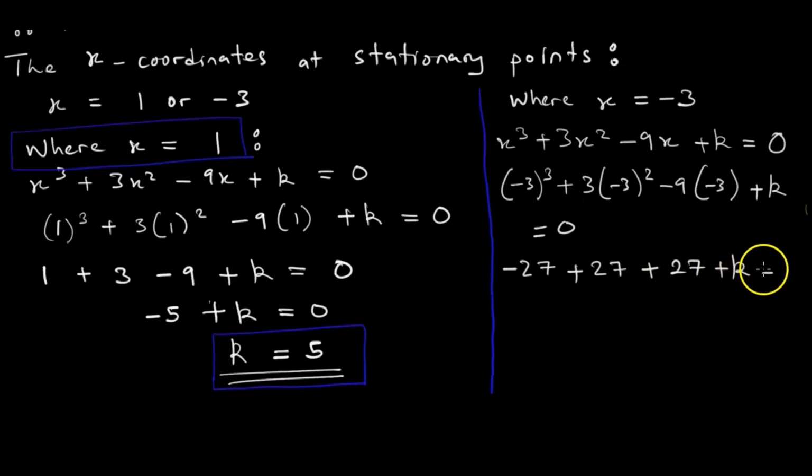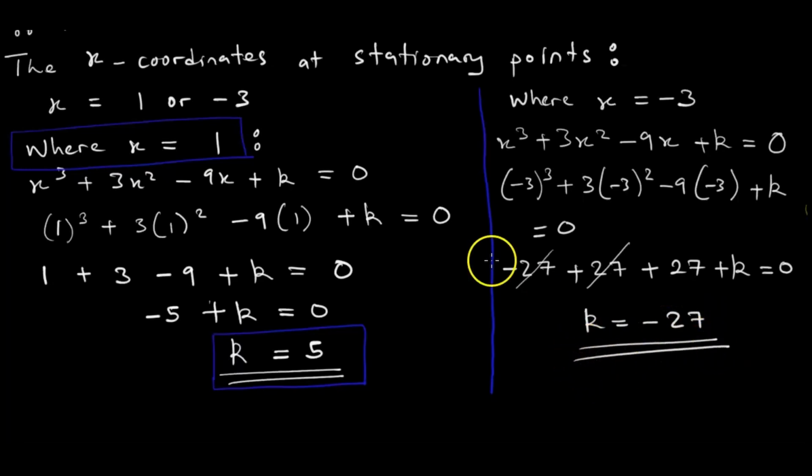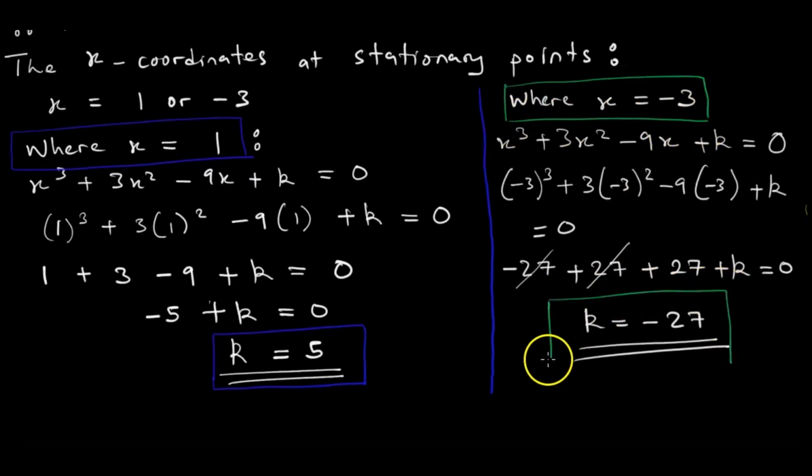Plus k, that's 0. So minus 27 plus 27 is 0. We are left with 27 plus k is equal to 0. That means k is equal to minus 27. Like this. So where x is minus 3, k is equal to minus 27.